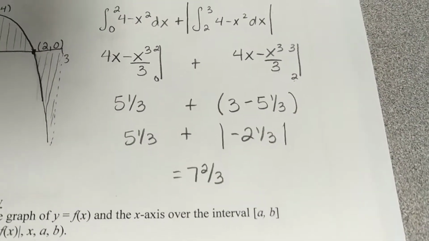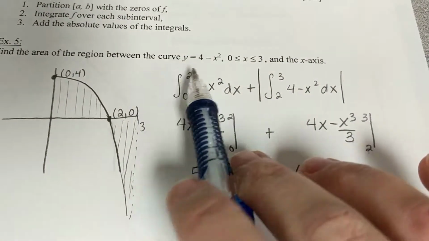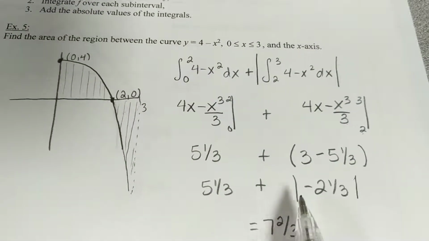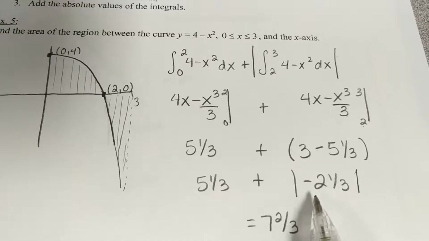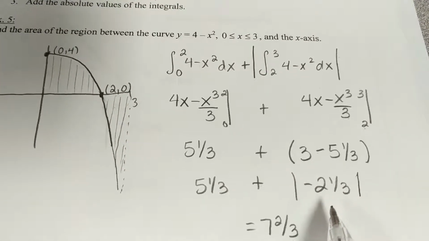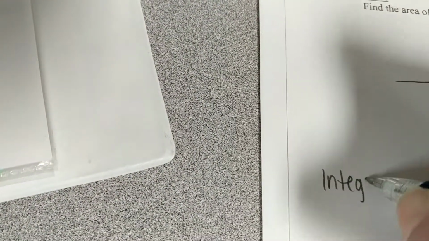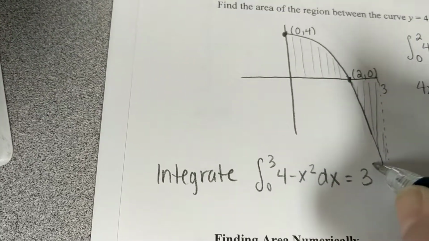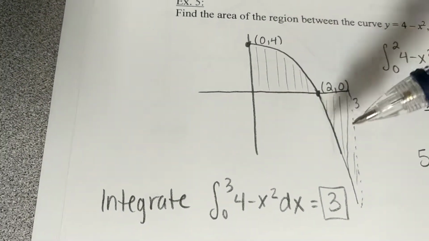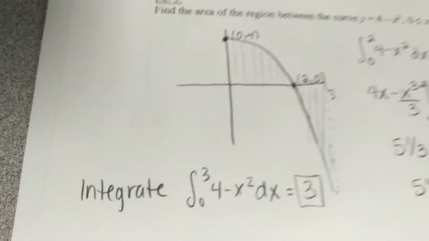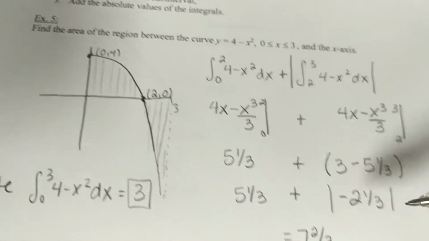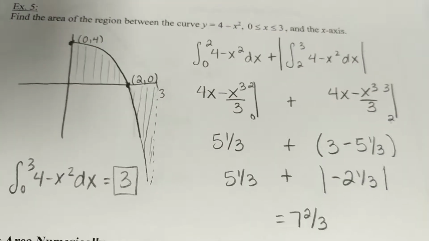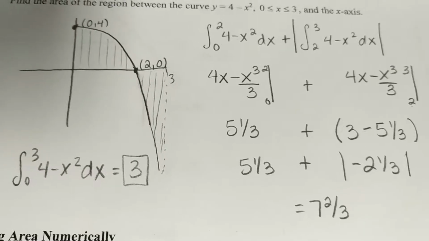Now, the difference is if I had simply asked you to evaluate the integral of 4 minus x squared from 0 to 3, you would not have done the absolute value here. So then you would have ended up with an integral value of 3. So if they asked you to integrate, you would have gotten an answer of 3 because it would have taken the positives and subtracted the negatives. But this one said find the area, which means we had to absolute value anything that was negative. Your area is always bigger than the integration.